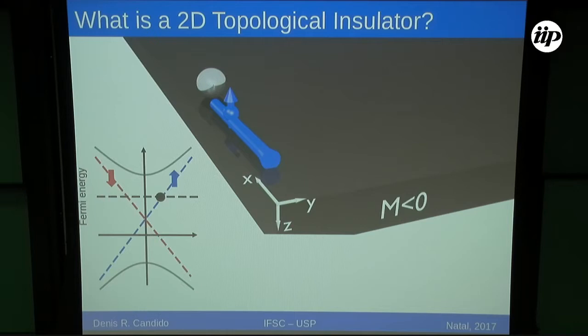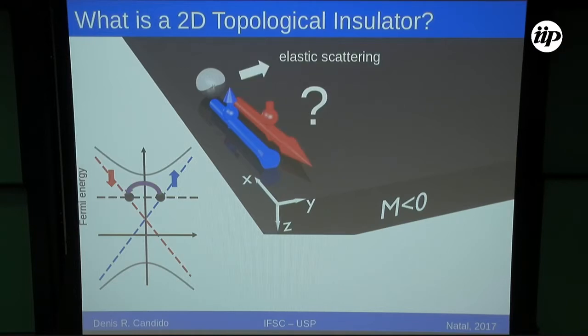So now we can ask the same question for topological insulators. What happens when an electron with spin up, for instance, finds an impurity in this 2D topological insulator? Can this electron come back, leading to some kind of backscattering? Well, we can see that if the Fermi energy is in the gap, the only way to come back is by flipping the spin.